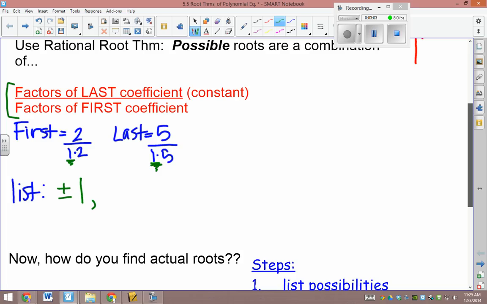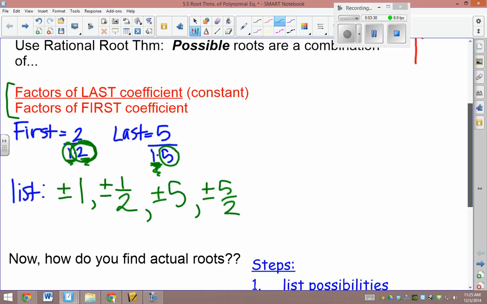Then I'm going to move on. I'm going back to the 1, but this time I'm going to divide it by 2. So plus and minus 1/2. Not 2 over 1, 1 over 2. It's got to be factors of last divided by factors of first. Then I'm moving on. This time I'm going to use the 5. 5 divided by 1, that would be plus and minus 5. And then here's my last one, 5 divided by the 2, that's plus and minus 5/2.